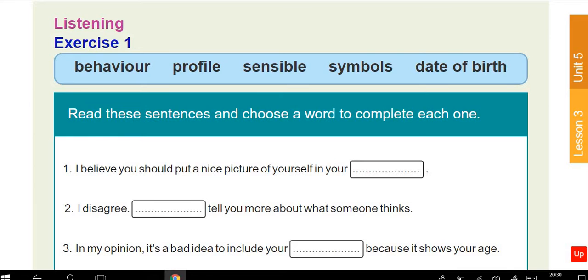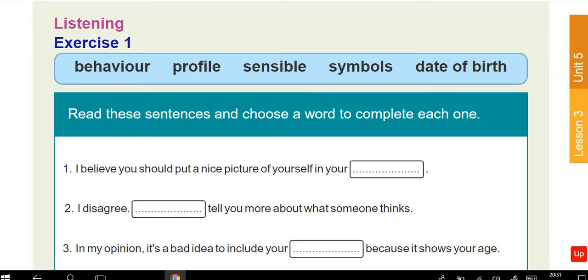Okay, and compare between sensible and sensitive. Sensitive has to do with feelings. You don't like to hear bad words. You don't like someone to speak to you in a bad way. This is sensitive. But sensible means to think correctly, thoughtful, and it is an adjective. The noun from sensible is sensibility.